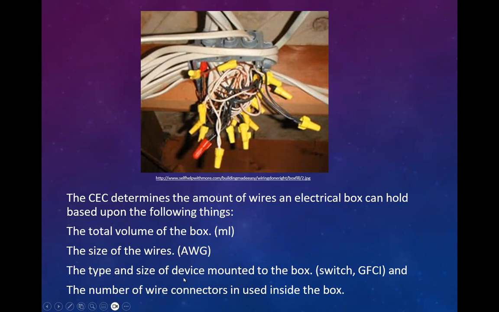The type and size of the device mounted. So that's another criteria. So, how big is the box? How thick are the wires? And how big is the device that's in the box? For example, a switch or GFCI, ground fault circuit interrupter device.